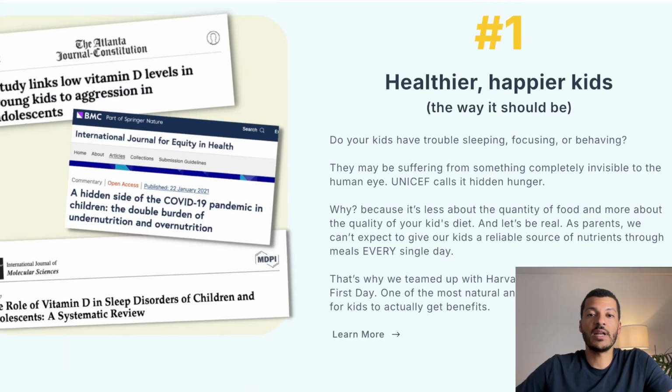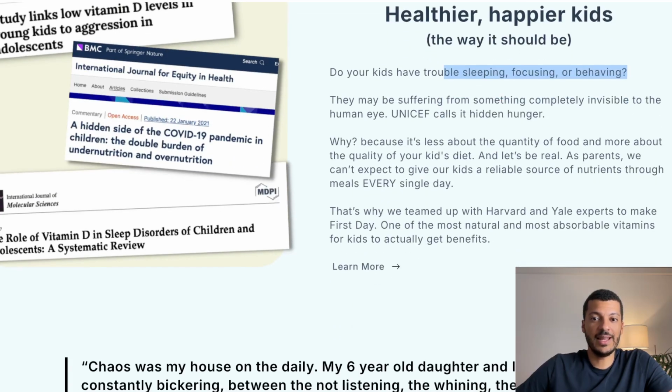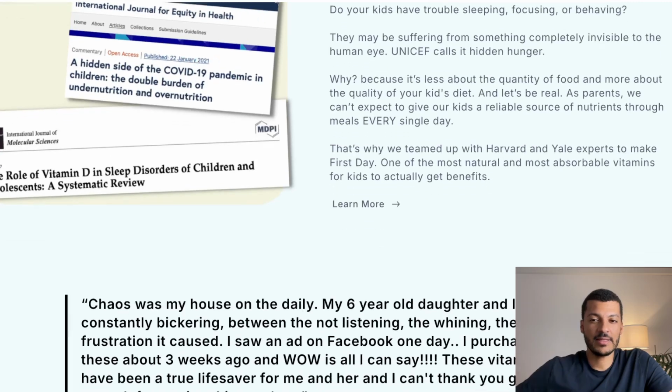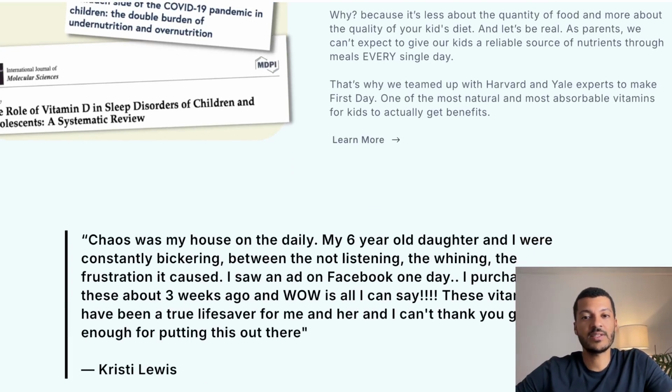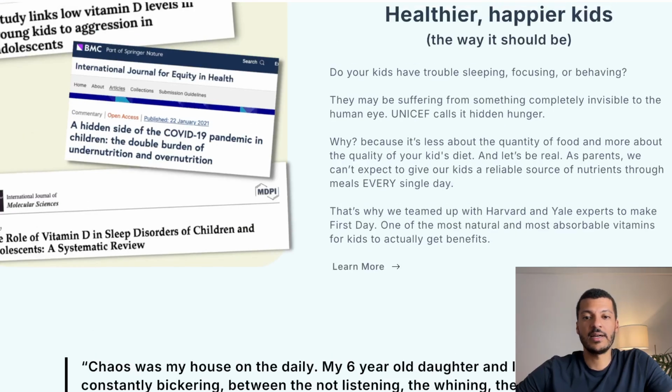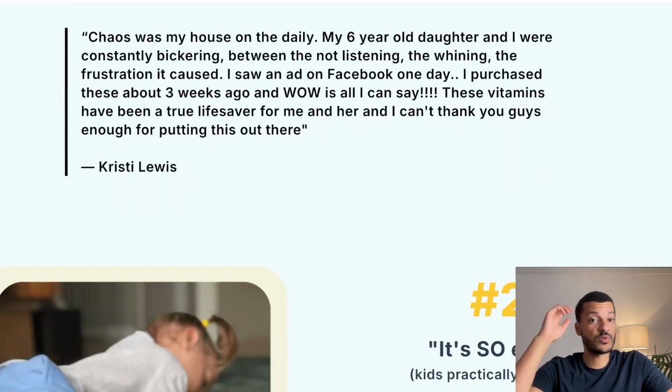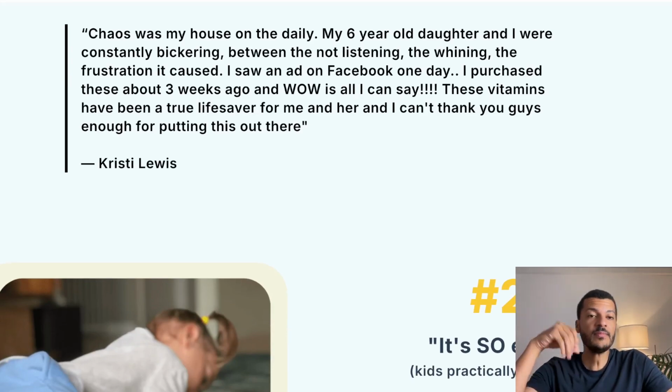Okay, so now in this first paragraph, I understood that this is what I want, right? I want healthier, happier kids. This is the issues that I have with my kids. And now I understood, okay, the real root cause is actually the diet, right? But it's impossible to give them everything they need in every single meal. So that's why they teamed up with experts. You see some studies here to produce those vitamins essentially that help them.